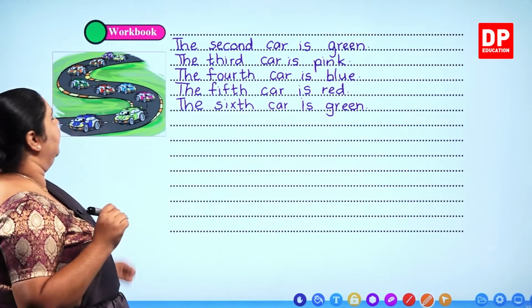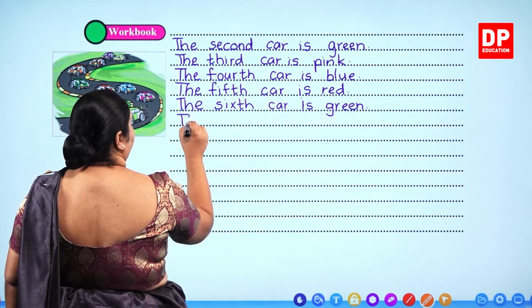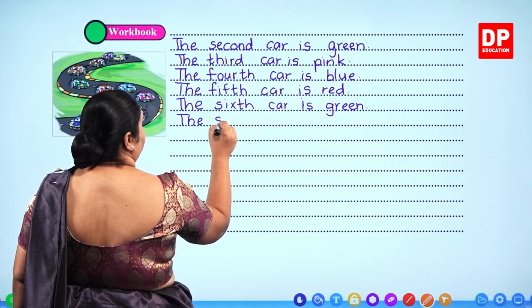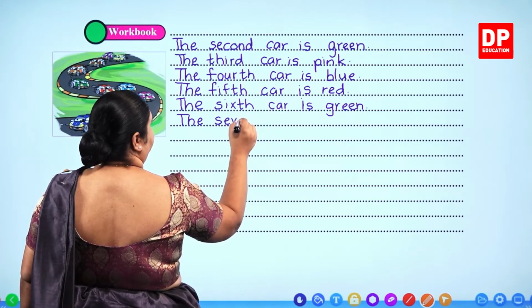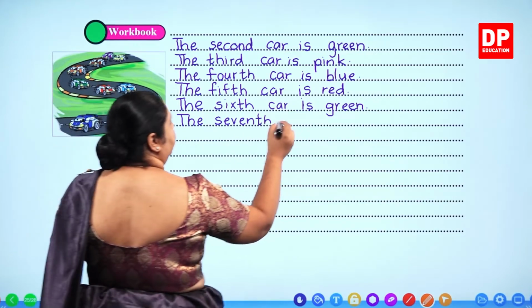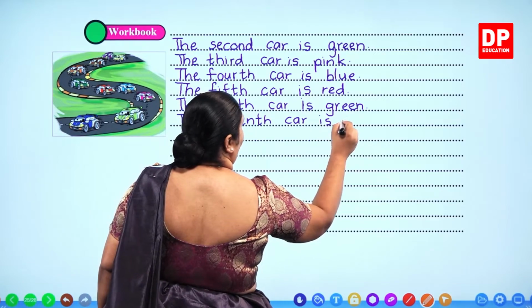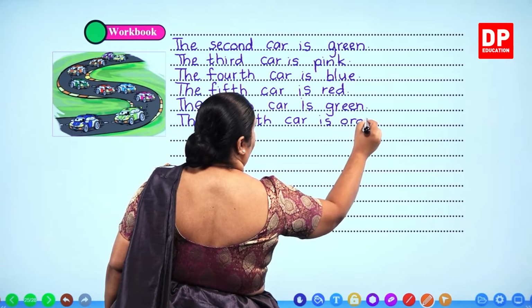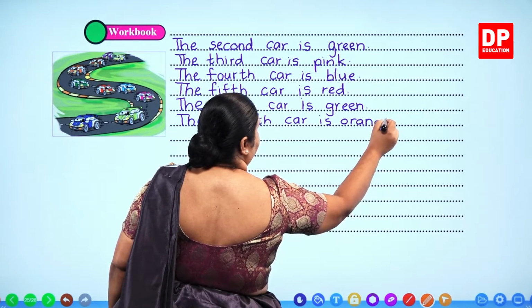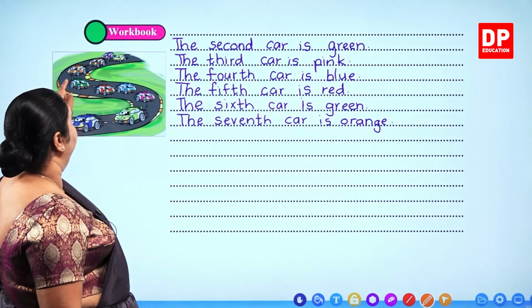Now, what about the seventh one? Over here, it's orange in color. So, we have to write the seventh. The seventh, S-E-V-E-N-T-H. The seventh car is orange. O-R-A-N-G-E. Orange color. Right.